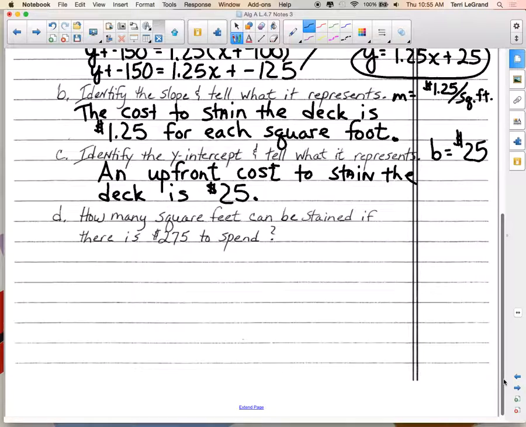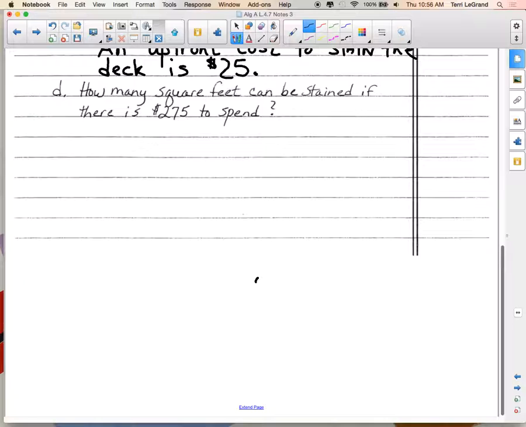Okay, part D, how many square feet can be stained if there is $275 to spend? Be careful, we always look at it and see what is it you're solving for and what do you know. Are we solving for the x value or are we solving for the y value? Do we know the x value or do we know the y value? We don't know the x because the x, remember, is square feet. That's our x value. It says how many square feet can be stained if you have $275 to spend. That's our y value.